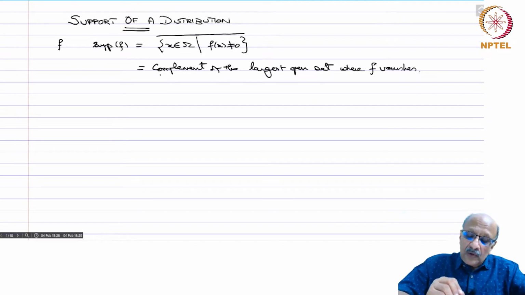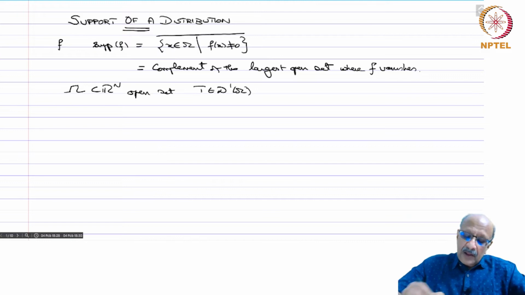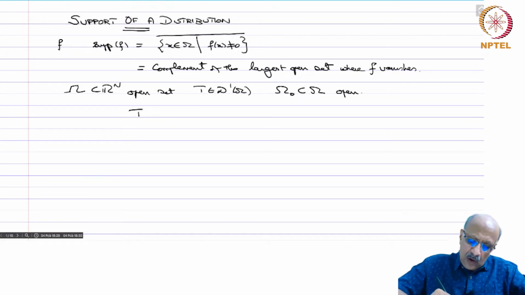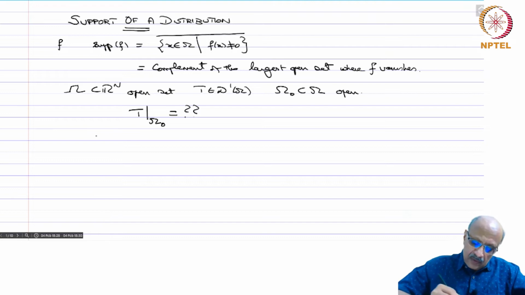So we want to know, given a distribution T, with omega in Rn an open set and T belonging to D prime of omega. Now we would like to say, if omega naught is a subset of omega, open again, then we want to know how to define T restricted to omega naught. Does this have a meaning? So let us take phi belonging to D of omega naught. We have to define this object on all such functions.